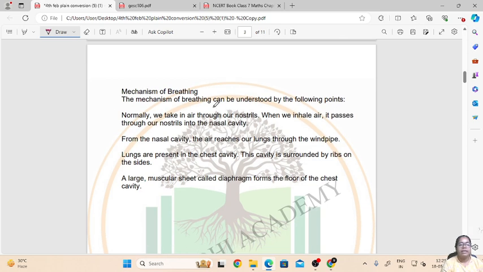Normally we take in air through our nose, that is through our nostrils. When we inhale air, it passes through the nostrils into the nasal cavity. From the nasal cavity the air reaches our lungs through the windpipe, and the lungs are present in the chest cavity. This cavity is surrounded by ribs on the sides, and a large muscular sheet called the diaphragm forms the floor of the chest cavity. So these are the points on how the breathing mechanism takes place.